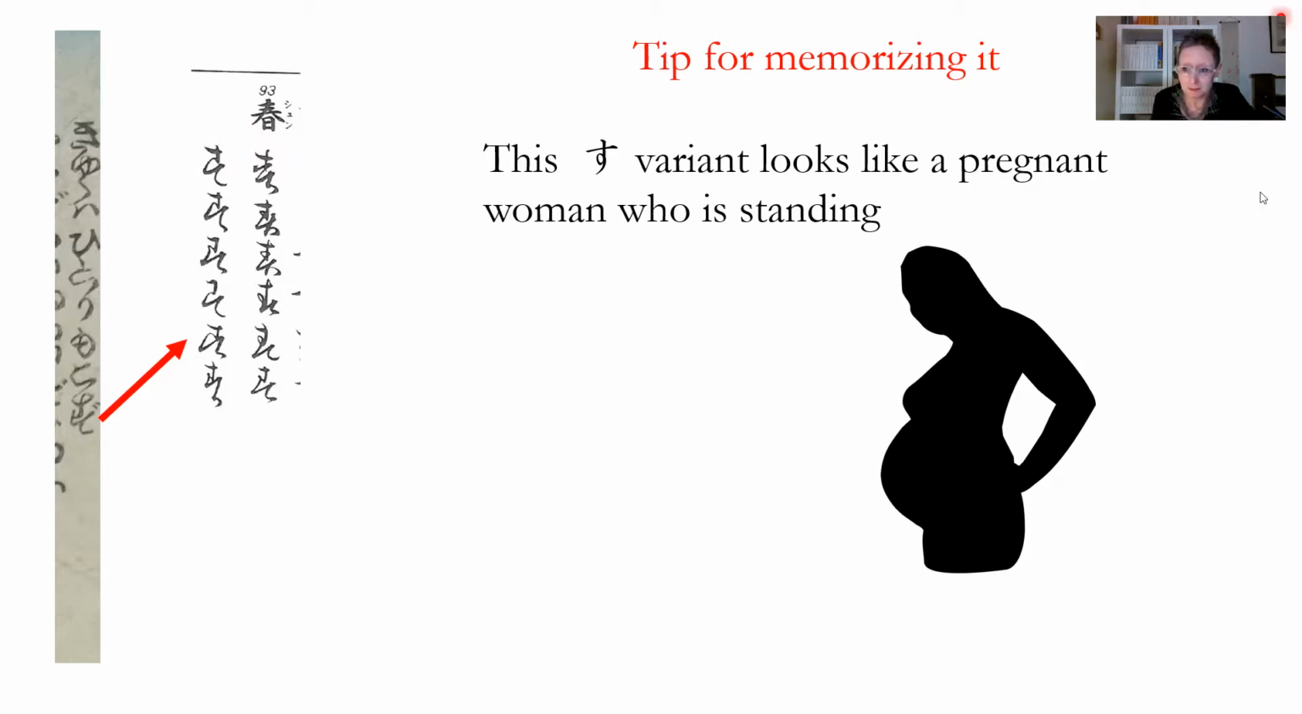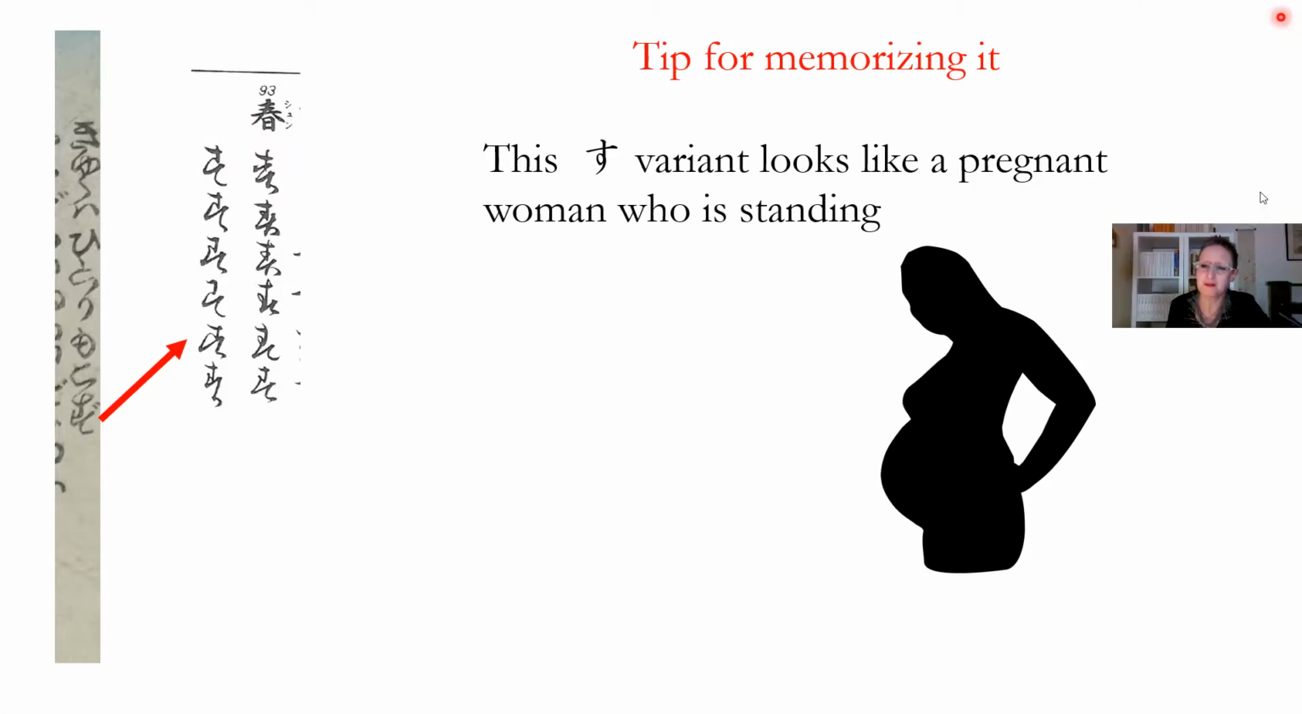The tip here that I can give you, you remember from video 1, I said that some of us might memorize these Kana variants with silly connections. And in this case, to me, this shape looks like a pregnant woman who is standing up. Now, if you don't see the pregnant woman, that's fine. But if this comparison is shocking enough for you to remember this shape is su, go for it. It's entirely up to you.